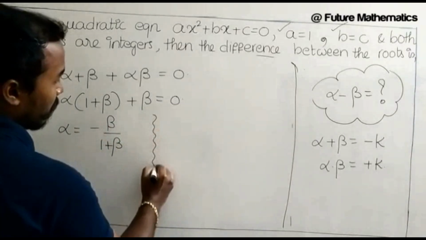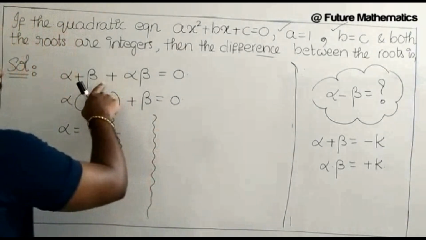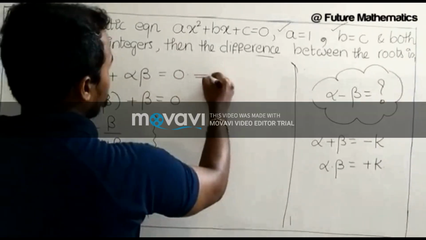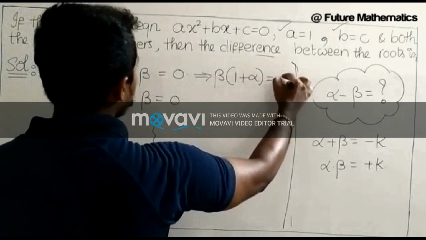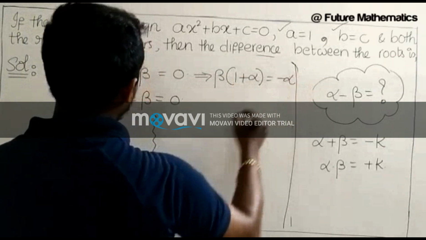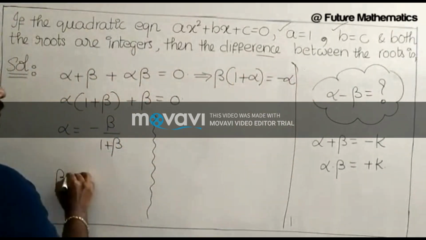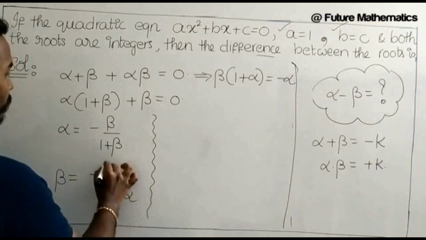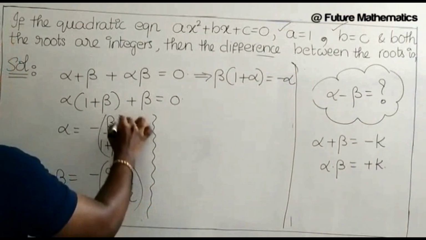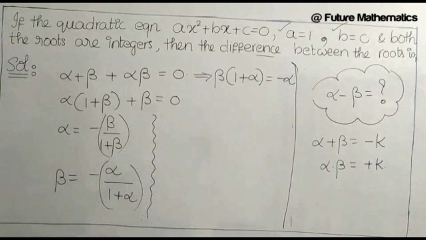Similarly, what do you do? From the same thing, if I take beta as common, I would get beta into 1 plus alpha is equal to negative alpha. So beta must be negative alpha by 1 plus alpha. Yes or not?